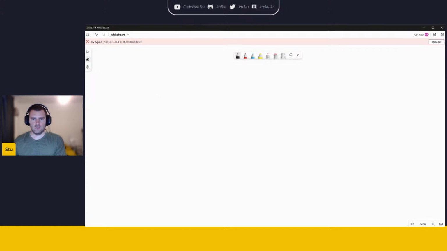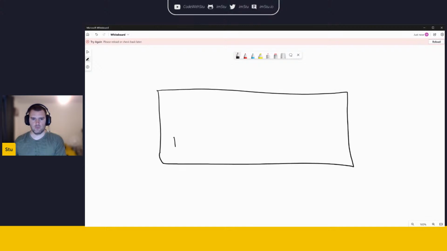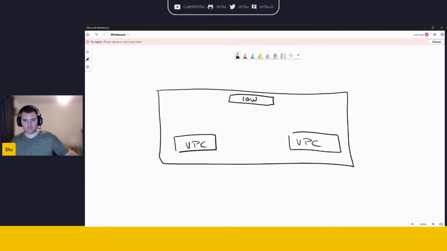So if you imagine this is your entire AWS estate, and you have a VPC here, a VPC here, and you have your internet gateway here. When you're talking between VPC to VPC, this is called east-west, because the traffic is staying within our network.